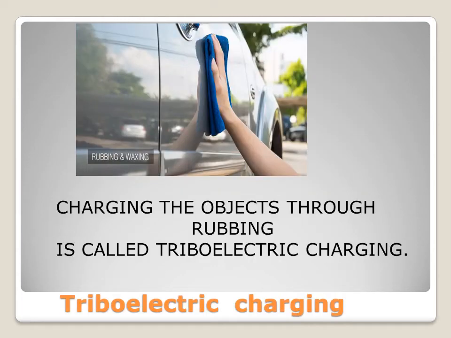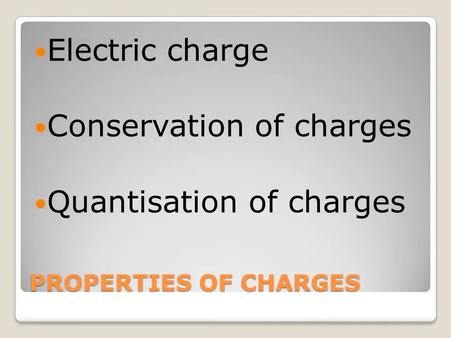Next, we talk about triboelectric charging. What is triboelectric charging? Charging objects through rubbing is called triboelectric charging. Now, having known that there are two types of charges, positively charged particles and negatively charged particles, we will see the properties of charges.